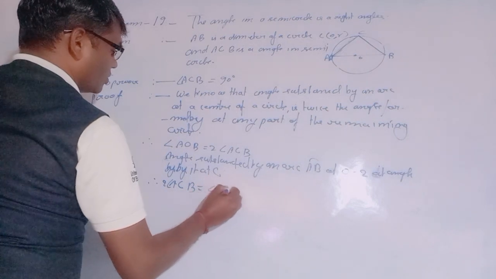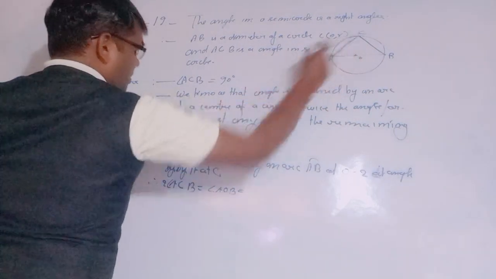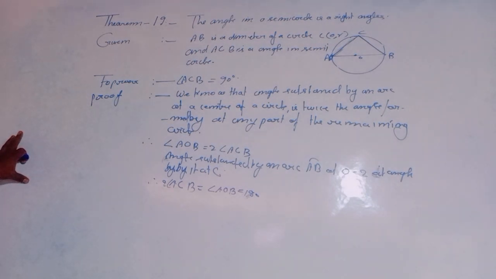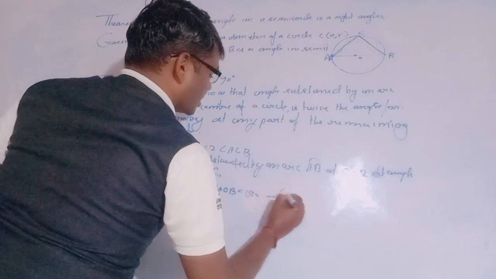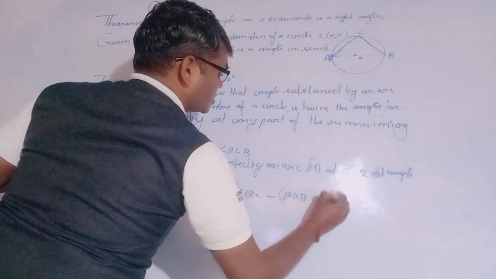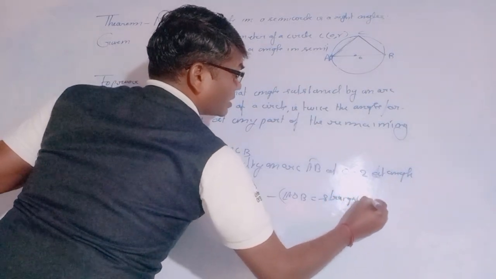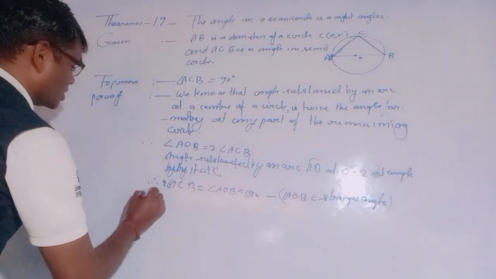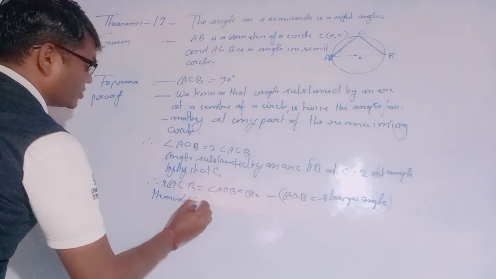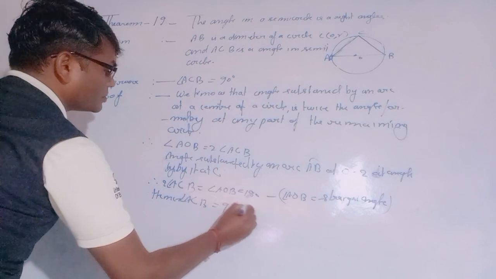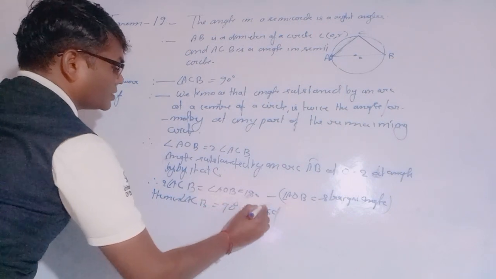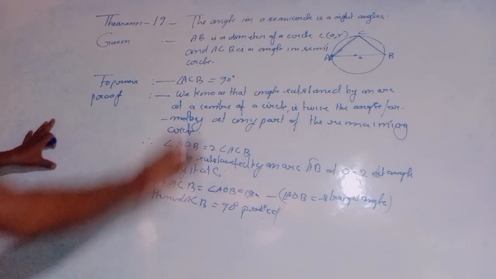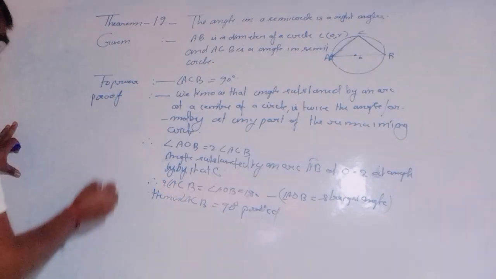That is, angle AOB is equal to 180 degrees, because AOB is a straight angle. Therefore, angle ACB is equal to 90 degrees. Proved. Here we have proved this question. Now we will try to write the converse of this theorem.